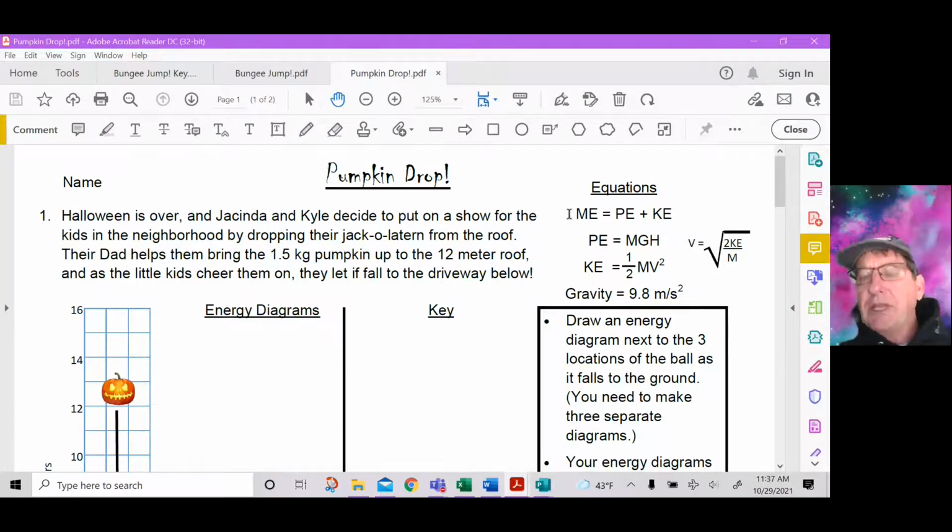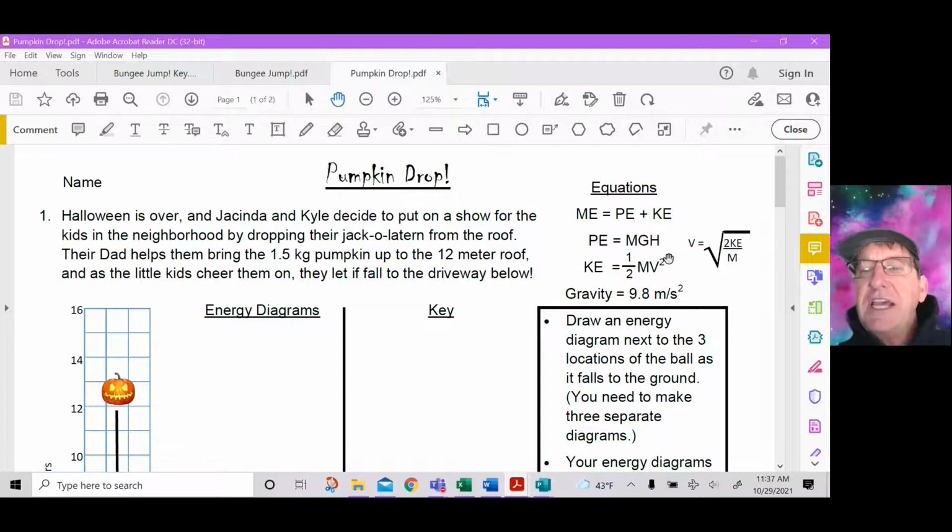We already probably have memorized, I hope you've memorized this one, mechanical energy equals potential energy plus kinetic energy. You don't have to memorize any of the other ones, but you need to know how to use them. Potential energy equals mass times gravity times height. Kinetic energy equals 1/2 the mass times the velocity squared. Gravity, you might remember, is 9.8 meters per second squared on Earth. I don't know about on the gravity where that guy came from.